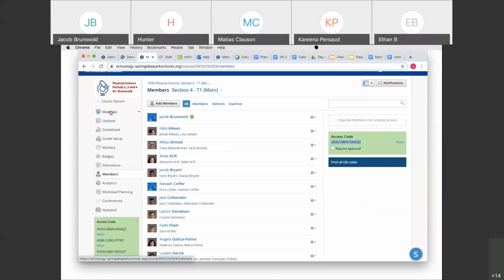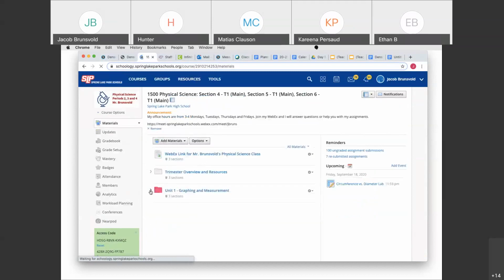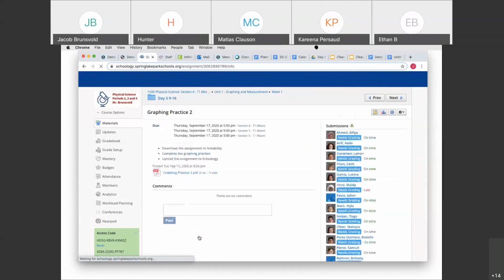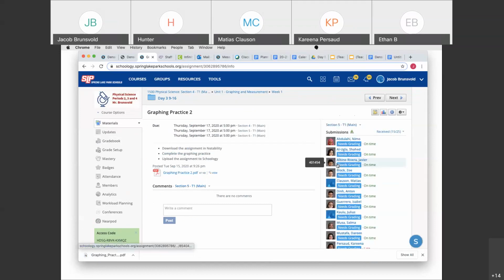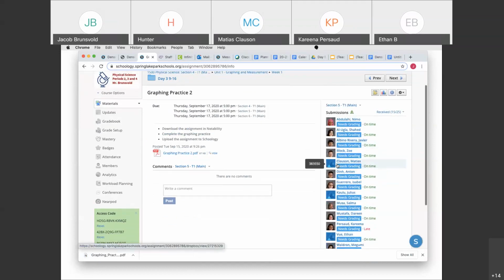Okay, so let's go to materials. This was our assignment from Wednesday. As you can see, I haven't graded anyone's yet. I promise you, I know I'm very behind on grading. I will get caught up this weekend. So this is section 5. We want to look at Hunter.